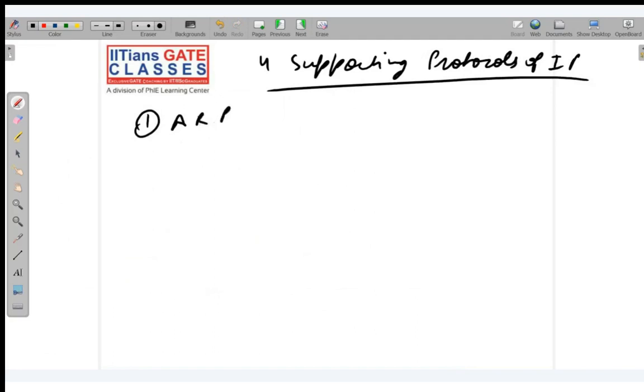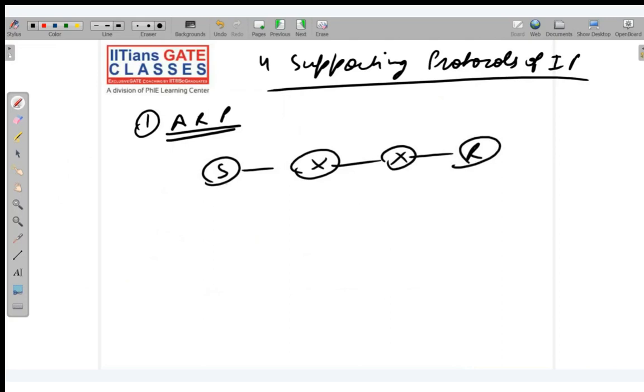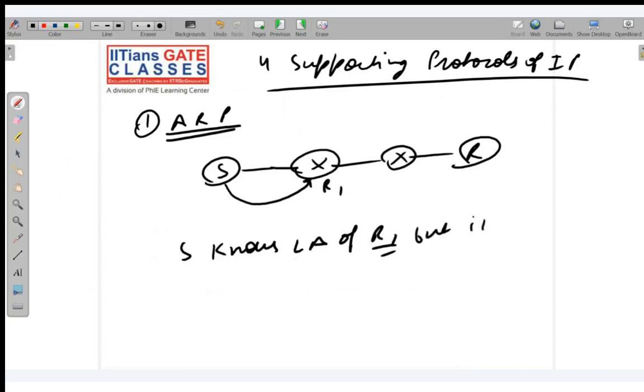What is it doing? See this. This is the sender and router, and this is a receiver. Now the sender knows the IP address of this router, but it might not know the physical address of this router. So how can it send the frame to this router, R1? Sender S knows the LA of R1. How? Don't worry, we will come back to it when we study the network layer. Roughly, you can think that the sender also has a routing table, and from that it knows the IP address of R1. But it does not know the PA of R1.